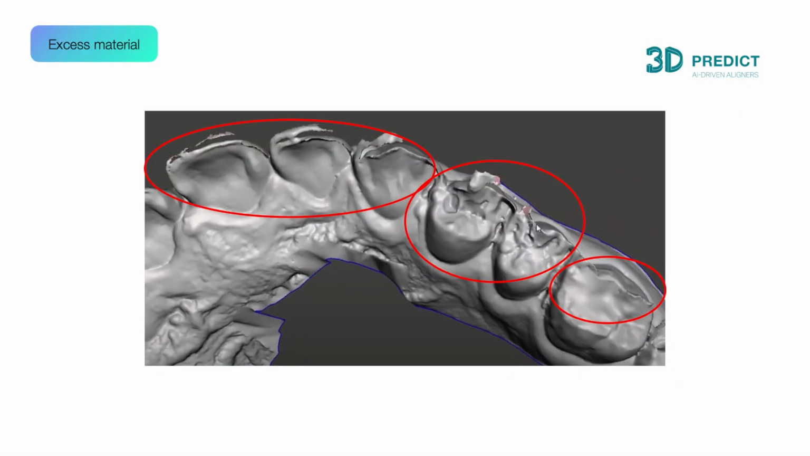Finally, excess material is caused when not enough tooth surface is captured, so the software compensates by adding this material. To avoid creating this, make sure to stay on the tooth long enough so that it can be fully captured.